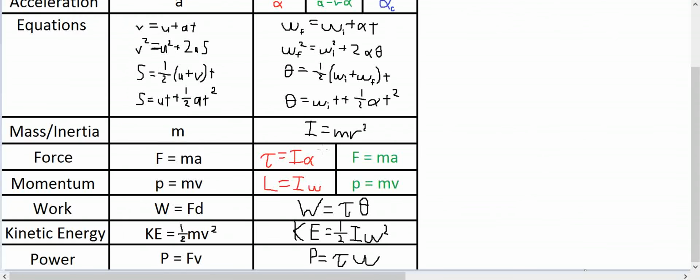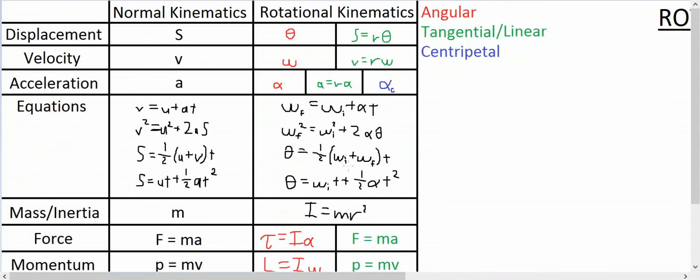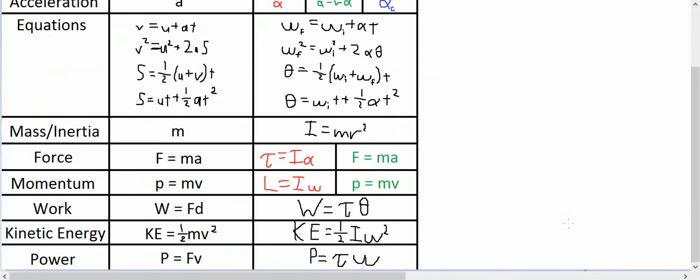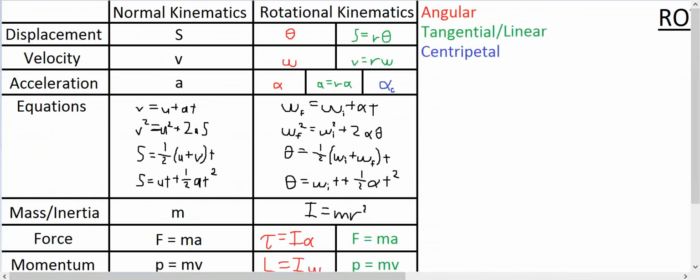So here I've added the thing, and here is the chart for rotational linear parallels. So I leave you all. Here's the chart, and that's all for this video, and bye bye. That's all for rotational kinematics, and bye bye.